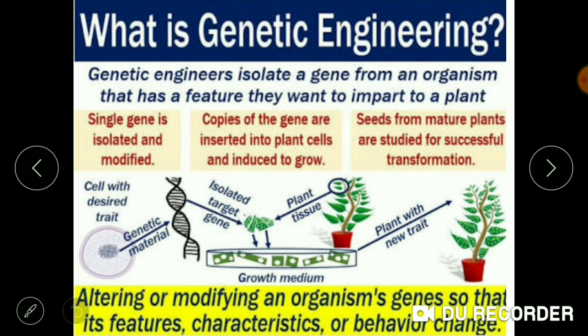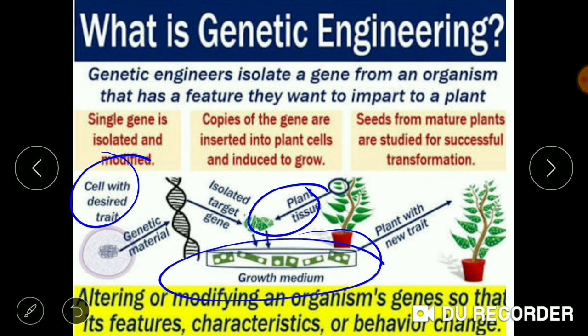So we have isolated the desired gene, and then we have removed a plant tissue, the growing plant tissue, and this gene is transferred into the plant tissue and they are grown in the culture medium. After that, it is injected back into that plant and we will get the desired character which we want to transfer into that plant.